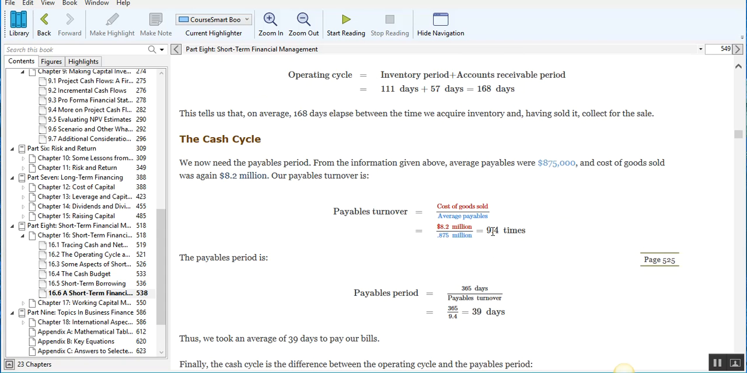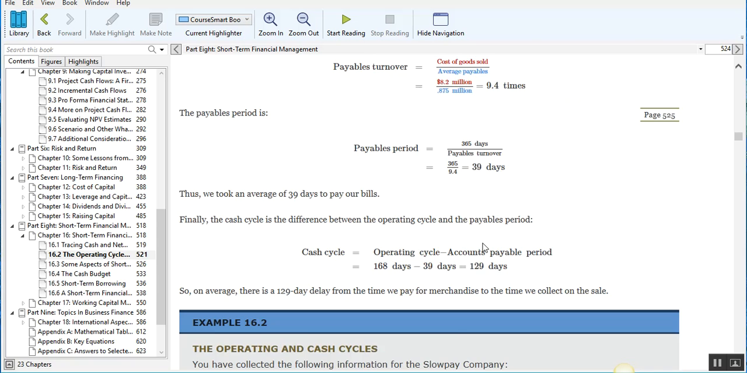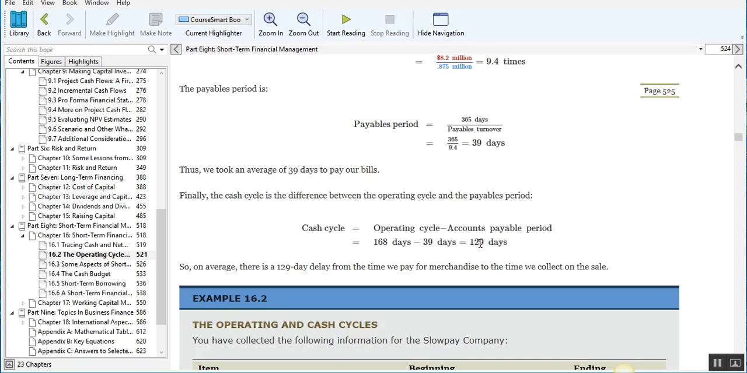So now we look at the cash cycle in a similar way. We're going to take the cost of goods sold divided by the average payables, and that'll give us a payables turnover. So for this calculation, we get 9.4 times a year. We take 365 and divide it by the payables turnover, and we get 39 days in a year. That means we actually pay our payables every 39 days on average for the year.